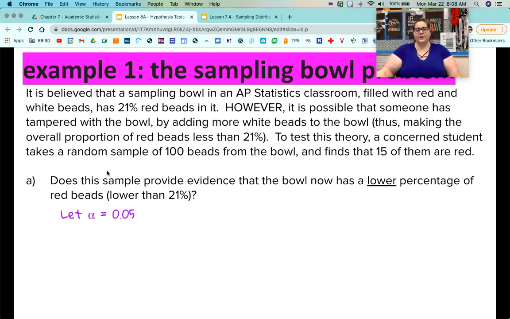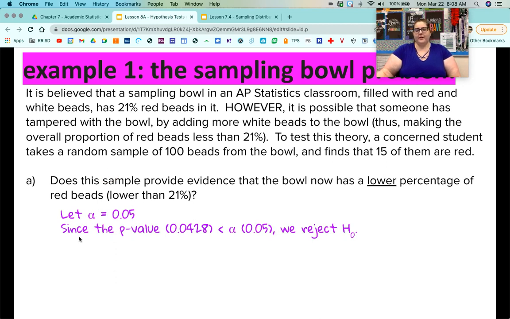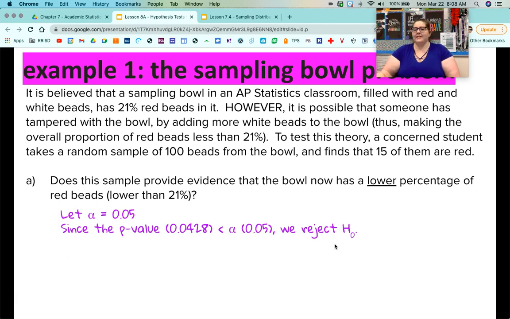So my conclusion needs to include just a quick comparison of those two values. So I'm going to say since the p-value, which is 0.0428, is less than our alpha of 0.05, so that's the comparison, and then we need to say what that means in terms of our null. So since our p-value is less than alpha, it was unlikely to happen just by chance. So we are doubting our null hypothesis. So if p-value is less than alpha, we reject the null.